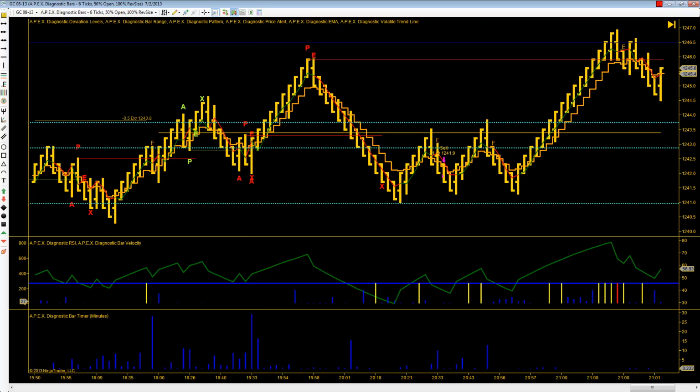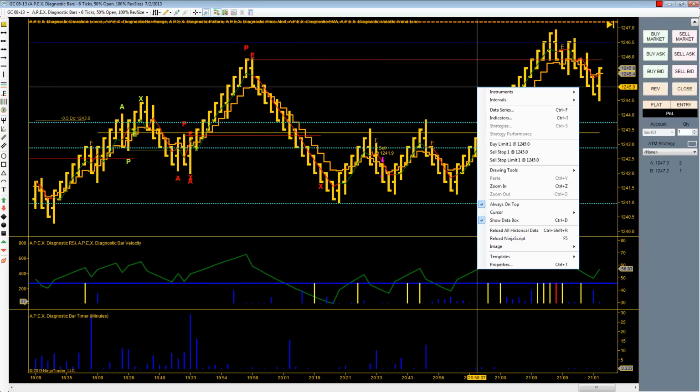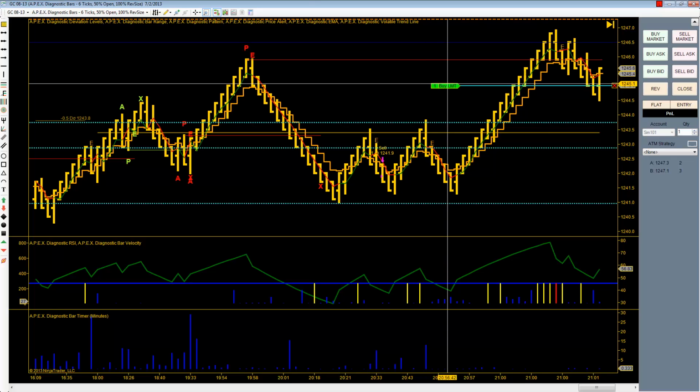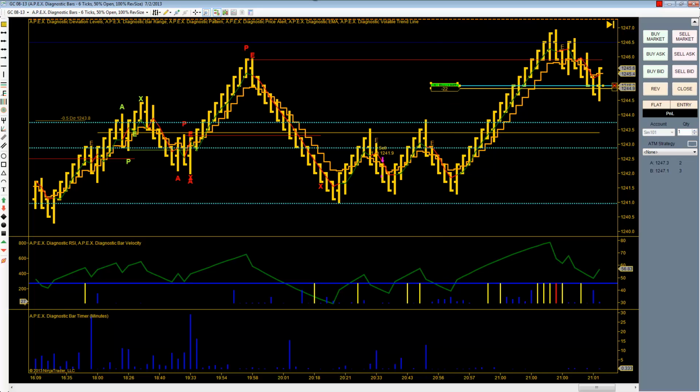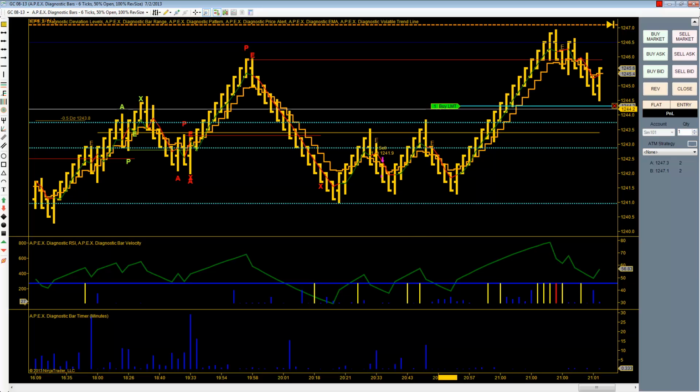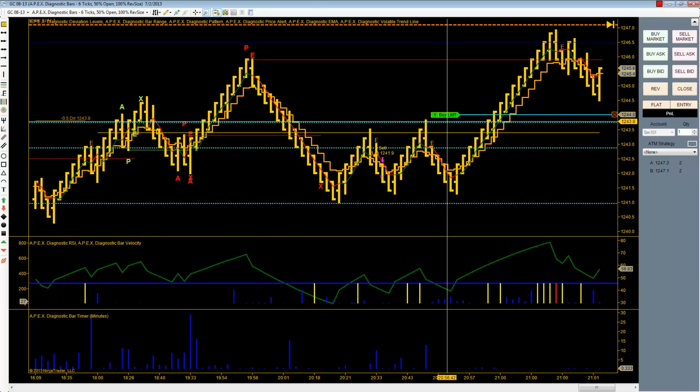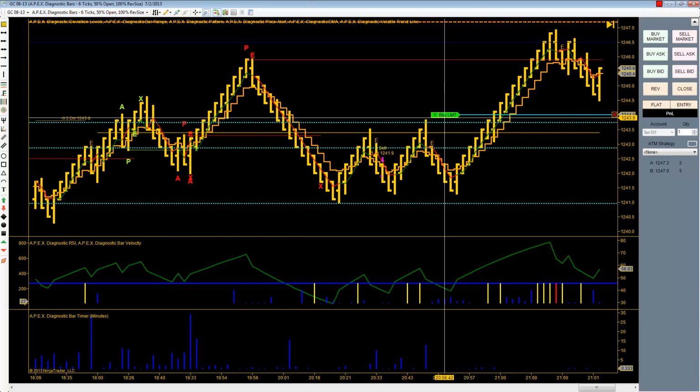Strategies, indicators. You can tell I don't use Chart Trader that much. There it is. So on Chart Trader, it's pretty cool because you can right click and say, put an order in for me, and you can drag your orders. So it's a really easy way to adjust your entries. If you're having a hard time keeping up, here would be an idea for you.